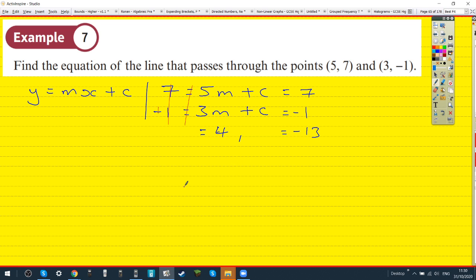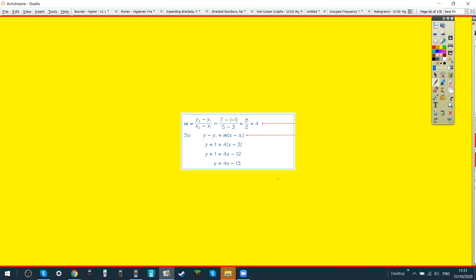Oh, okay. So this is the first one, this is the second one. It's just the first one, isn't it? So m is 4, and c is minus 13. And so the equation of the line? Y equals 4x plus... no, minus 13. Well done. Y equals 4x minus 13.